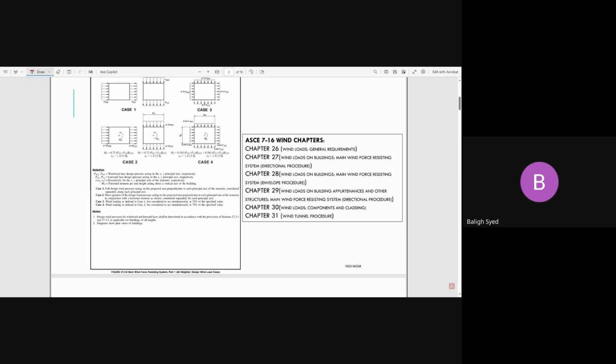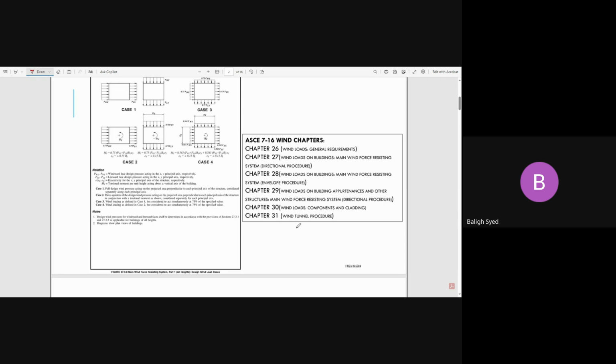These guidelines will tell you which type of structure you have, what occupancy you have, what kind of topographic factor you have, and all the factors which we have so far discussed, some in brief and some in much more required detail. All right, so we covered Chapters 26, 27, 28, 29, and 30, and the components and cladding we already covered. Chapter number 31.